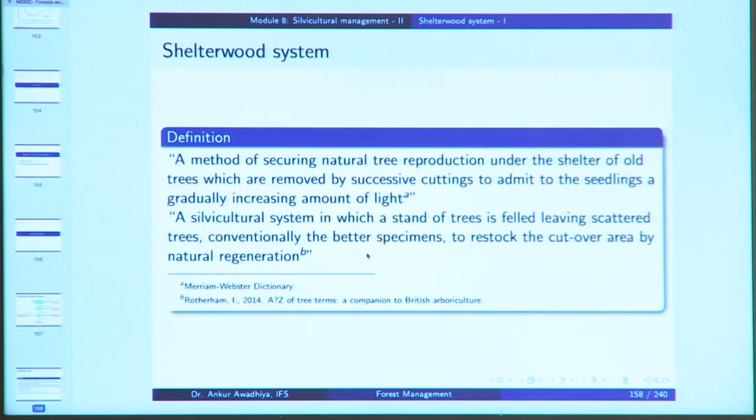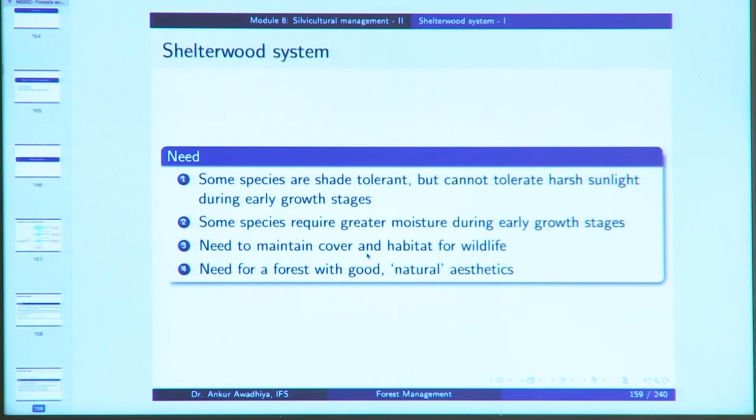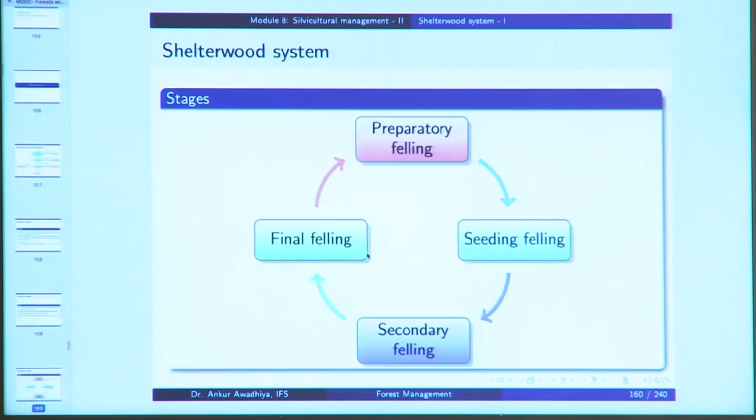Now, shelter wood system is a method of securing natural tree reproduction under the shelter of old trees, which are removed by successive cuttings to admit to the seedlings a gradually increasing amount of light. Now, the need is that some species are shade tolerant, but they cannot tolerate harsh sunlight during the early growth stages. Some species require greater moisture. You may need to maintain cover and habitat for wildlife, or there may be a need to grow a forest with good natural aesthetics. So, you have 4 stages.